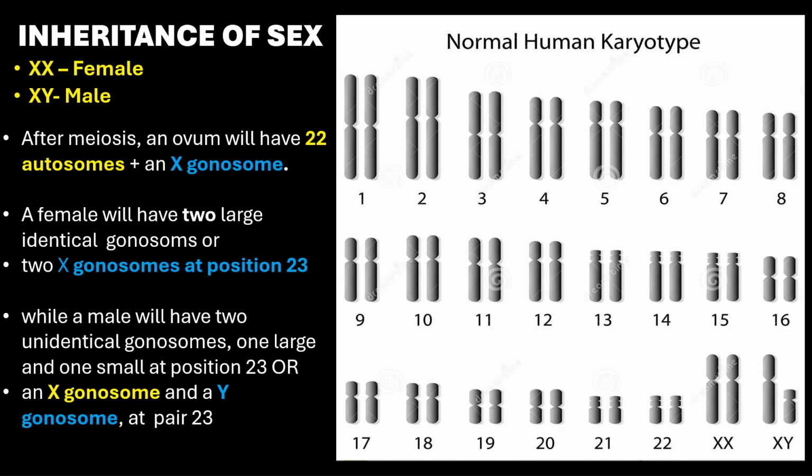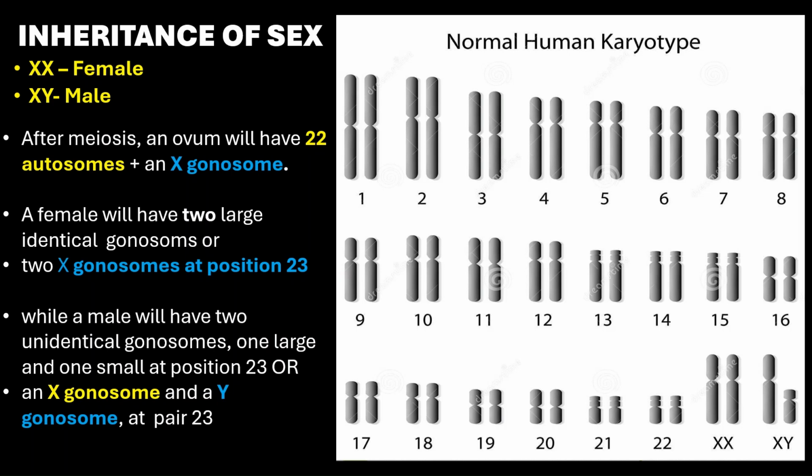But if the letters X and Y are both given, you can still say a male will have two unidentical chromosomes, one large and one small at position 23, which is correct. Or, because the X and Y are given in the exams, you can also say a male will have two unidentical chromosomes, the X chromosome and the Y chromosome, at pair 23, and that one too is acceptable. So you need to watch whether the XX or the XY is given or not. If they're given to you, you can go ahead and say a female will have XX and a male will have XY at position 23.